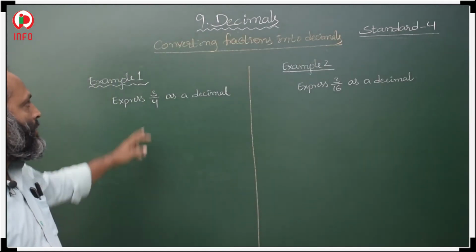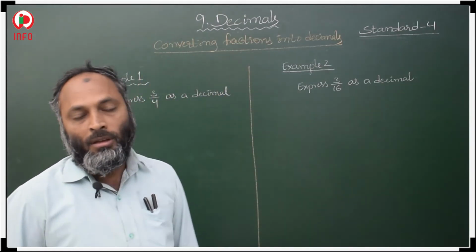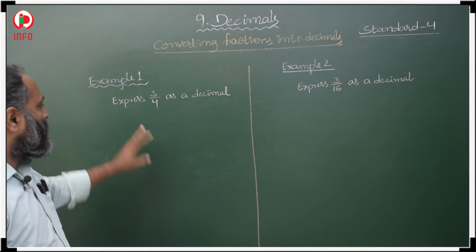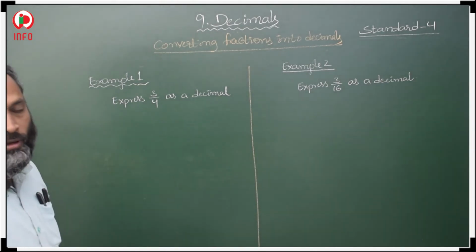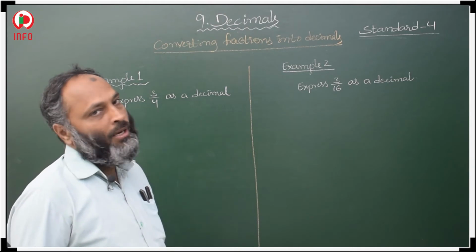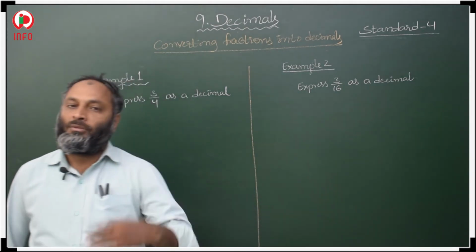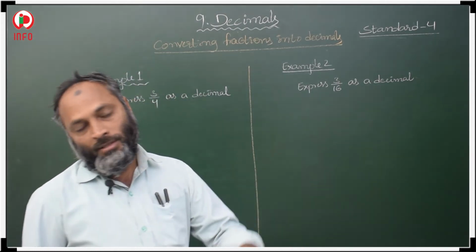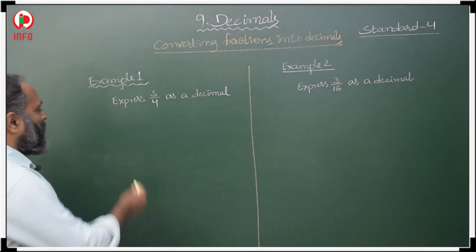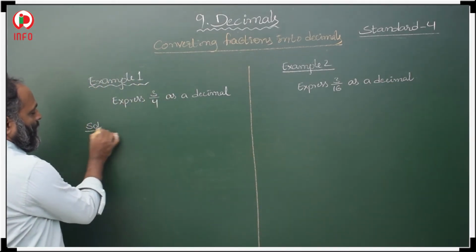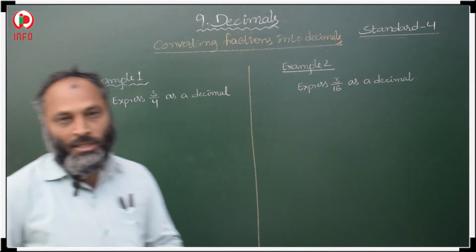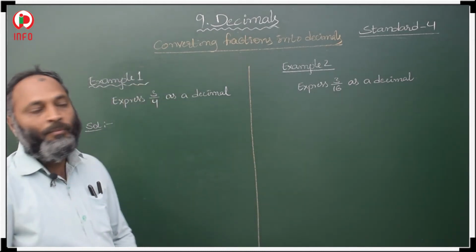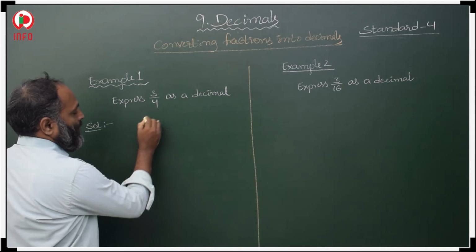Now the next concept: converting fractions into decimals. How to convert fractions into decimals? See here. Whatever fraction is given, first we have to try to convert the denominator in terms of 10, 100, 1000, 10,000, 100,000 and million, in that way. Whatever questions he is going to give, only that type of questions will come. Here 3 by 4 is a fraction.